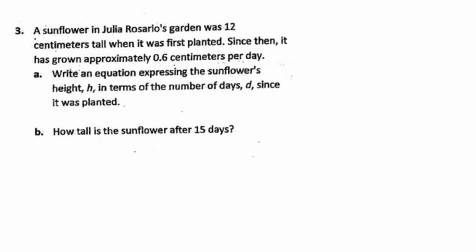Number 3, a sunflower in Julia Rosario's garden was 12 centimeters tall when it was first planted. Since then, it has grown approximately 0.6 centimeters per day. Again, our key word is that per day. Per and each and every is represented by the rate of change, letter m. So our equation starts off as y equals 0.6x, 0.6 centimeters per day.